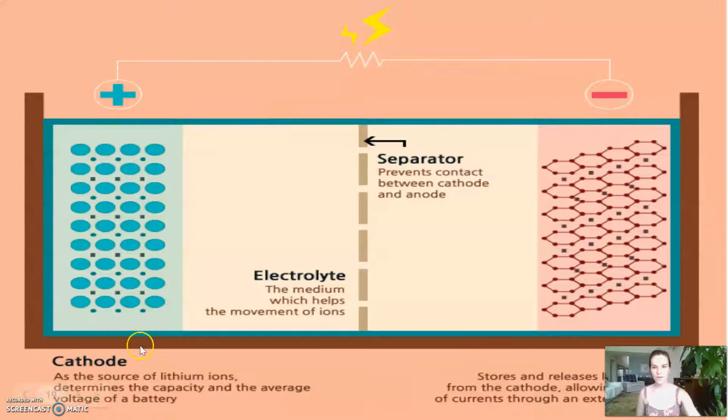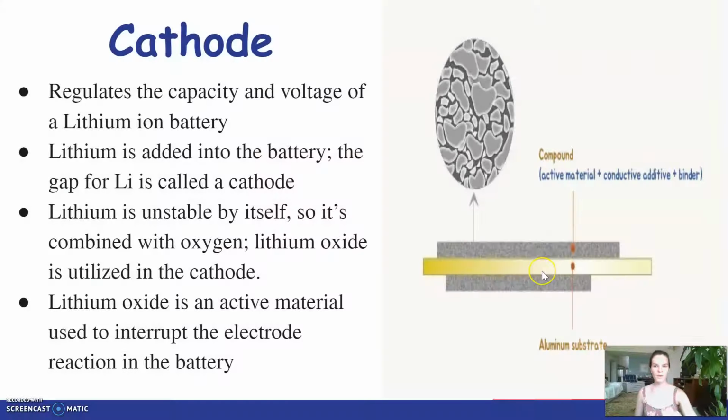Here is an example of the cathode, and here's an example of the anode, the separator between, and the electrolyte fluid, in this case the lithium in between. The cathode regulates the capacity and voltage of the lithium-ion battery.